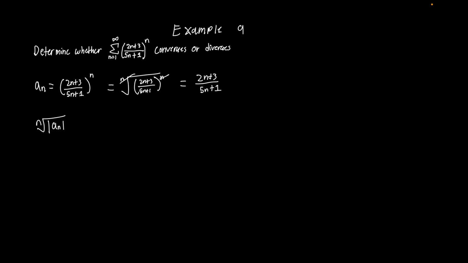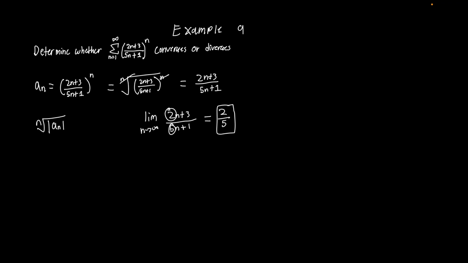Now we just have to take the limit, right? So the limit as n approaches infinity of (2n + 3)/(5n + 1). You can divide everything by n, but whenever you take limits to infinity, whenever two terms have the same power, the answer is going to be the coefficients, right? The highest power here is n on the top and bottom. They're both n to the first power. So the limit is just going to be the coefficients in front of it, which is equal to 2/5.